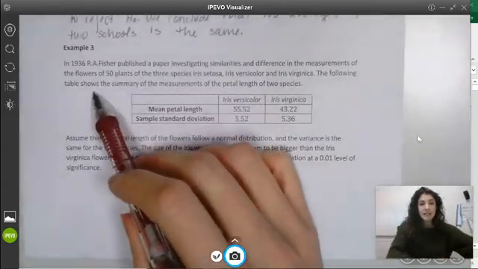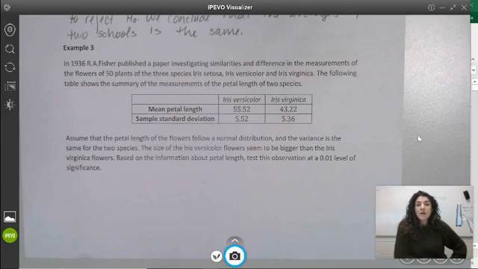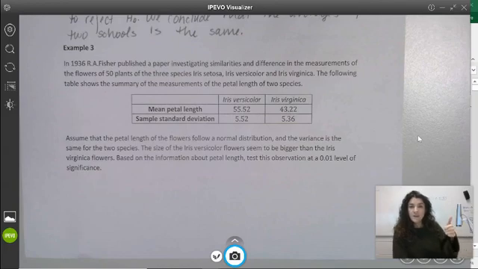Last problem. In 1936, R.A. Fisher published a paper investigating similarities and differences in the measurements of flowers of 50 plants of the 3 species of those 3 iris species. The following table shows the summary of the measurements of petal length of 2 species. Assume that the petal length of the flowers follows a normal distribution. Hey, cool. The variance is the same. Hey, cool. Those are the 2 criterions in order for us to be able to calculate a t-test statistic.